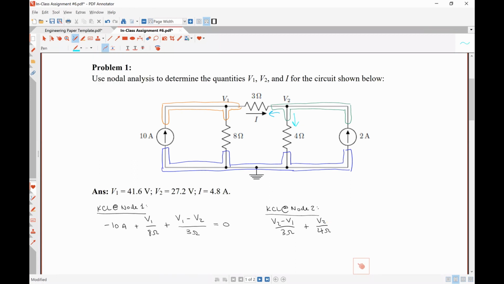And finally, this current directed to the right. Minus 2 amps. Yeah, minus 2 amps, because the current that we're looking for, the current directed to the right and then down through the current source, is opposite the direction indicated. So we'll have a minus sign. So we have two equations, two unknowns. So let's get out our trusty calculators and solve this system.